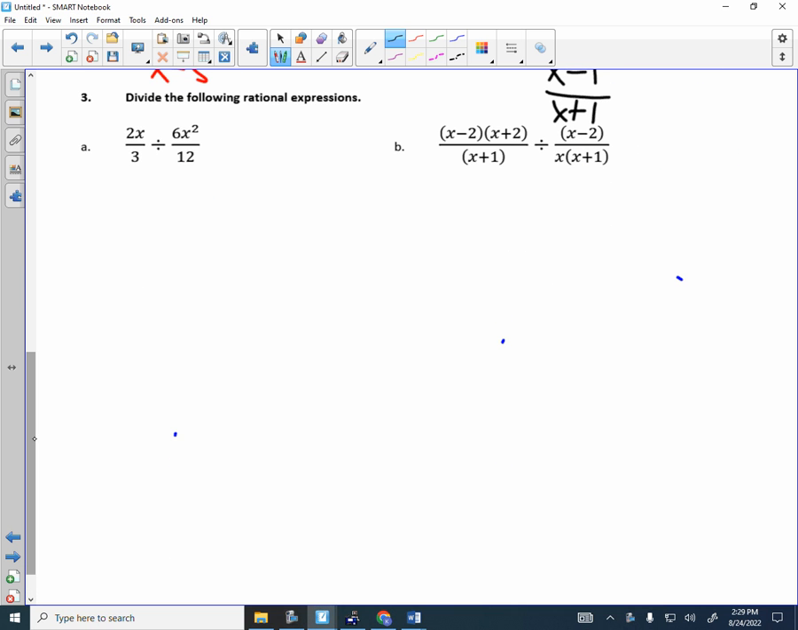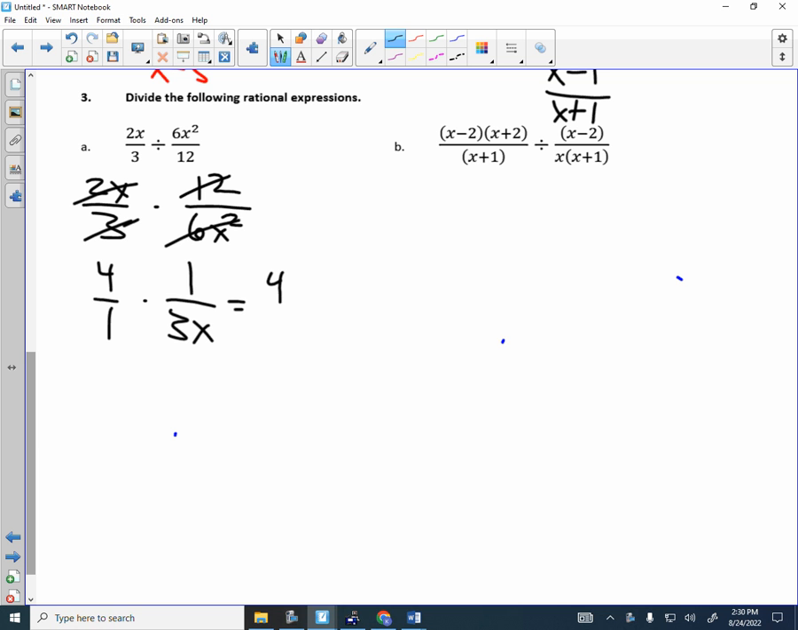When you're dividing two fractions, what do we do? Instead of dividing two fractions, we multiply by the reciprocal. So I've got 2x over 3 times 12 over 6x squared. It's easy to see that 12 over 3 is 4 over 1. Great, so those are gone. And then I've got 2x over 6x squared. Good, so I did my kind of cross cancel, if we want to call it that. I don't really have a name for it. We have 4 over 3x.